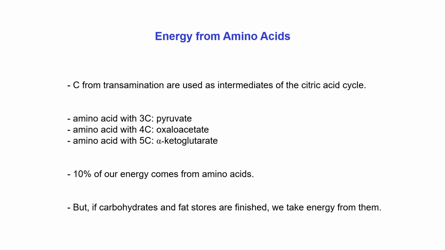From the degradation of amino acids, we came to know that after the transamination reaction, every amino acid will be converted to an alpha keto acid. And these alpha keto acids were used as intermediates for the citric acid cycle. It was found that an amino acid with 3 carbons will convert to pyruvic acid, an amino acid with 4 carbons will convert to oxaloacetate, and an amino acid with 5 carbons will convert to alpha ketoglutaric acid after the transamination reaction. These alpha keto acids are used as intermediates for the citric acid cycle, and they complete the cycle and are utilized for the production of energy.